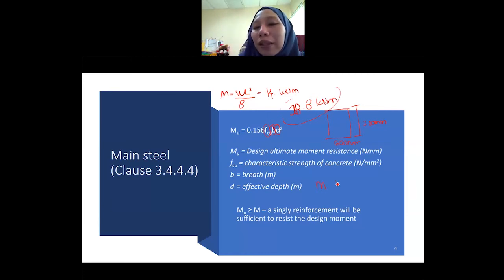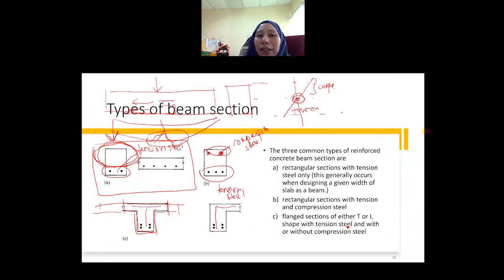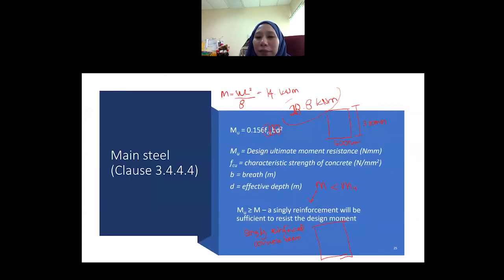So, bila you dapat M less than MU, means that it is singly reinforced concrete beam. Kita panggil dia singly. What does it mean by singly? Maksudnya macam, okay, you masih ingat tadi ada cakap pasal this one? Yang ini. So singly ni yang ni. Yang ada satu yang ni. Yang A. A ni, this is singly type. Dia just ada tension steel sahaja. So tension steel is still below here lah. So this is singly. When M is less than MU, meaning that beam can resist moment from loading. So this is the type that you will design.